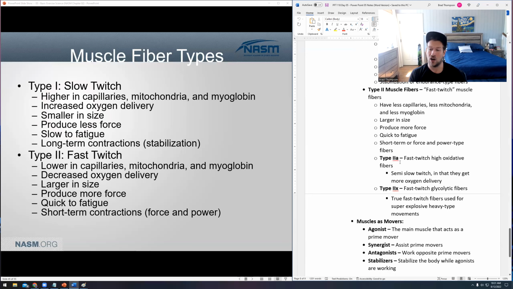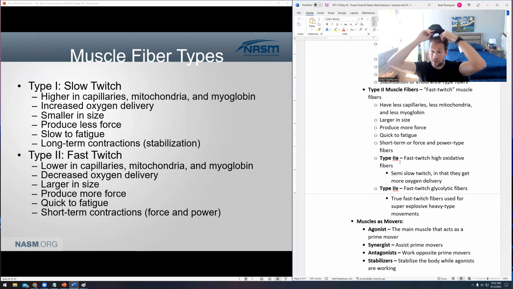Now, the opposite of that are your fast twitch muscle fibers. Your fast twitch muscle fibers, they don't have as much blood flow. They don't have as much mitochondria because, well, with less blood flow comes less oxygen. With less oxygen, you don't need mitochondria. And therefore, we have less myoglobin as well. So they produce energy in the fluid of the cells.